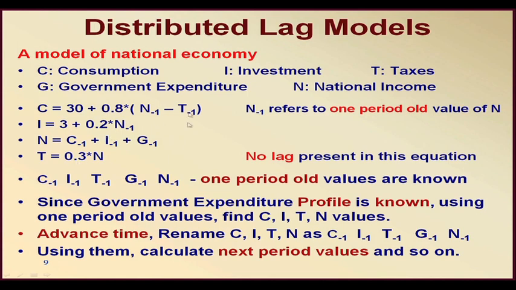Then using all the 1 values, we can calculate all the 2 values. So, like this we can keep on calculating, and we can generate the profile of C, I and T. That means, how they vary over time, all of these variables can actually be obtained. So, that is the essential idea of such distributed lag models, and such models are used in econometrics, right.